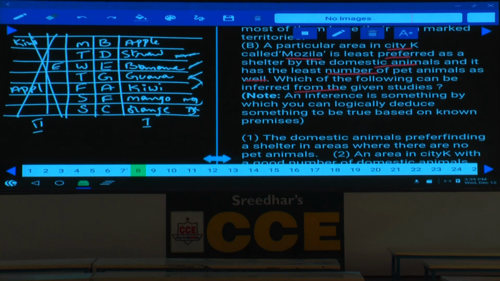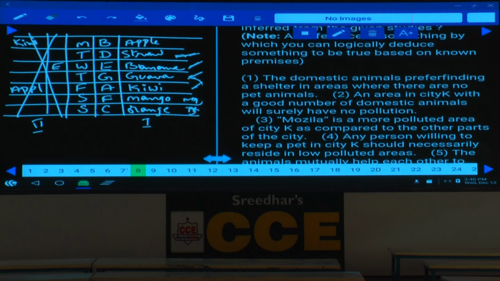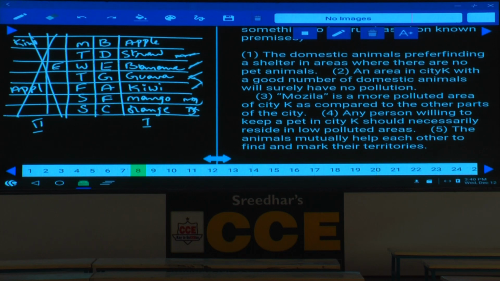Which of the following can be inferred from the given statement? Yes, tell me what can you infer from this one? Why are these animals not preferring this Mozilla area? Because in that Mozilla area, the pollution is high. Now, the domestic animals prefer to find a shelter in areas where there are no pet animals. No, sir. Here the relation between these pet animals and this one is not clearly given. An area in city K with a good number of domestic animals will surely have no pollution. Now, there will be less pollution, it does not mean that there is no pollution at all. Choice 2 is also ruled out.